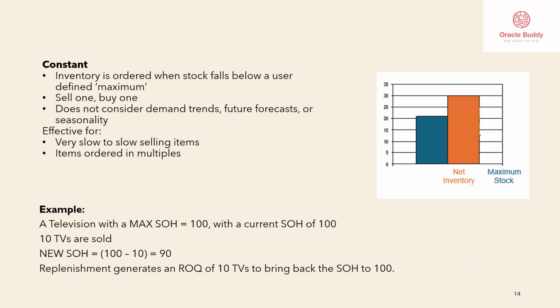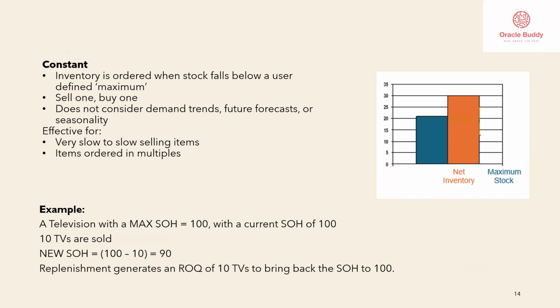First we will discuss the constant type of replenishment. Inventory is ordered when stock falls below a user defined maximum. So it sells one, buys one. It does not consider demand trends, future forecast or seasonality. It is effective for very slow or slow selling items ordered in multiples.